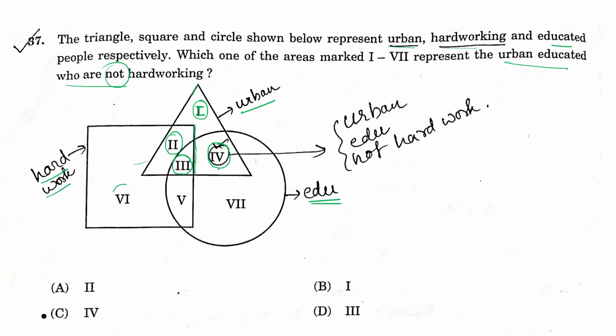Let's look into the others. 5 is not coming into urban. It is only educated and hardworking. Here also, this is only hardworking. Here it is only educated. So your correct answer is 4. That is option C.